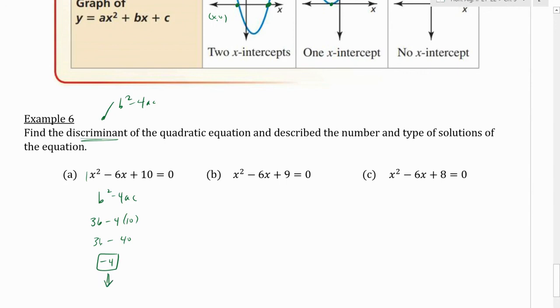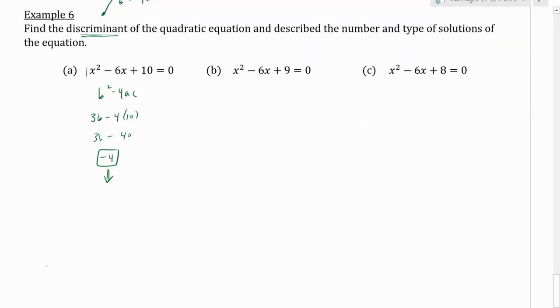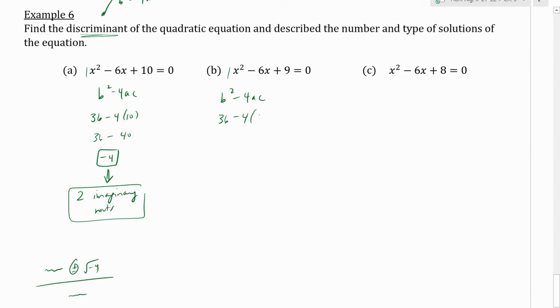What that means is that when you did this quadratic formula, it's some number plus or minus the square root of negative 4 all over some number. There's going to be two answers because you're going to add and subtract something, and they're going to be imaginary. You're going to have two imaginary roots. The discriminant is b squared minus 4ac.